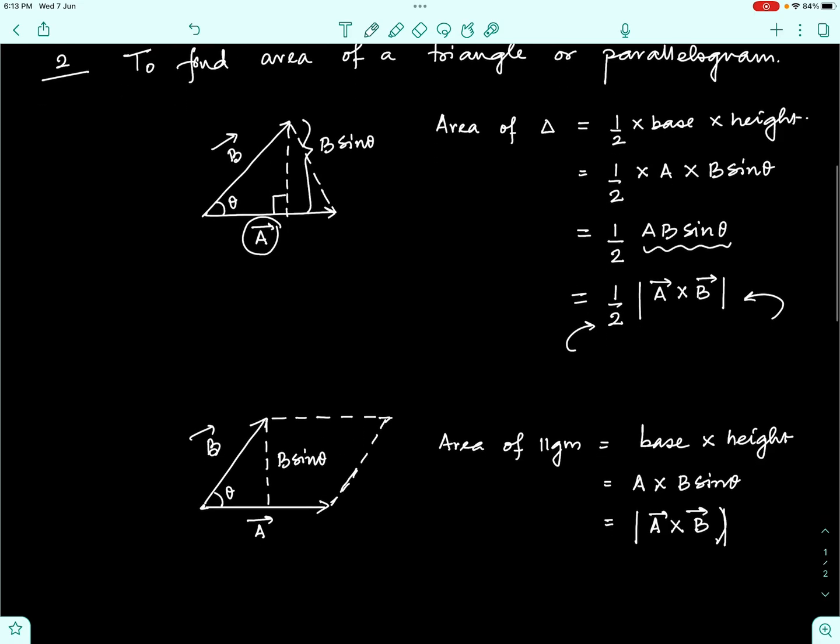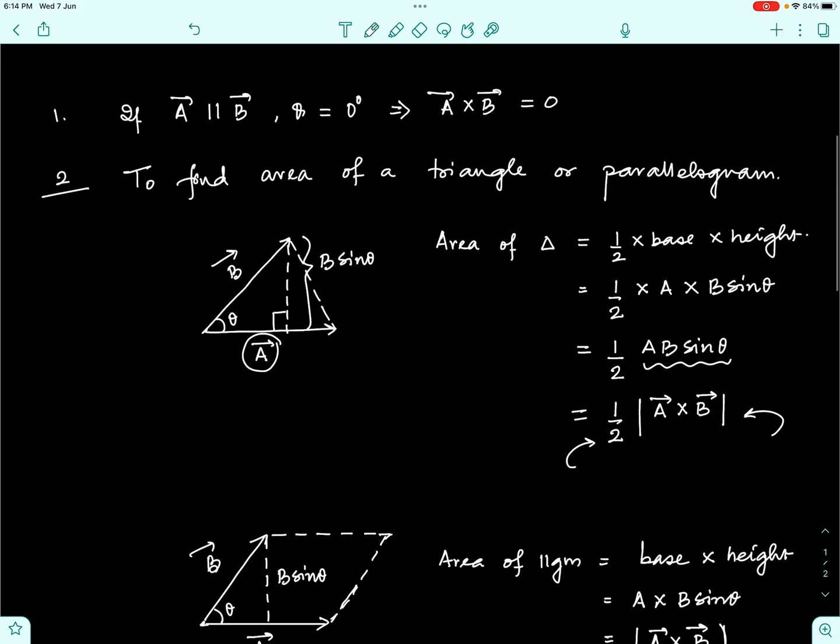So, all we need to do to find out the area of a parallelogram formed by two vectors is just find out the cross product of the two and find out its magnitude, right. So, these are some basic applications of cross product between two vectors.